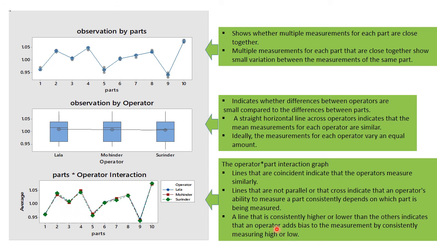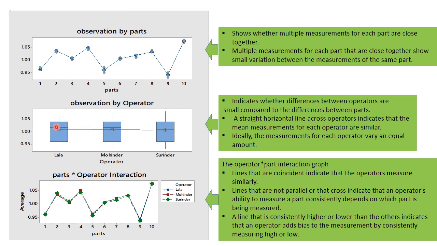Now, a line that is consistently higher or lower than the others indicates that an operator adds bias to the measurement system by consistently measuring high or low. Now, suppose some points are going up or down compared to other points, like here or some other place. That shows that one of the operators, compared to other operators, has a bias in the measurement system. But in this case, you can see that more or less all are touching each other, which shows a good part and operator interaction.